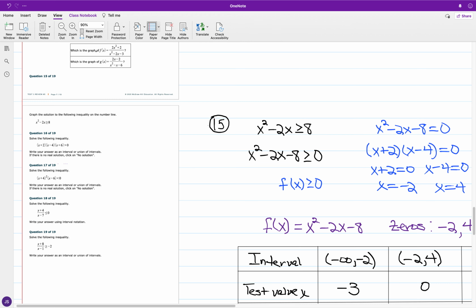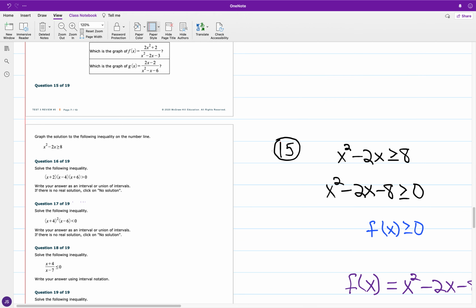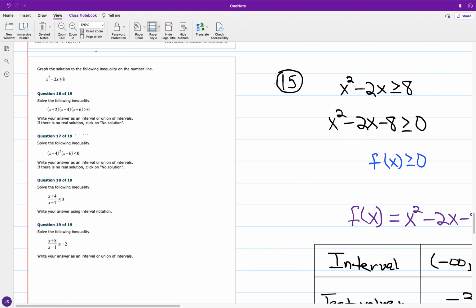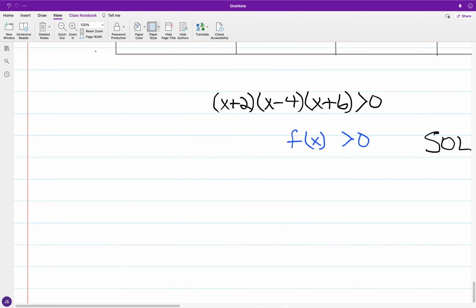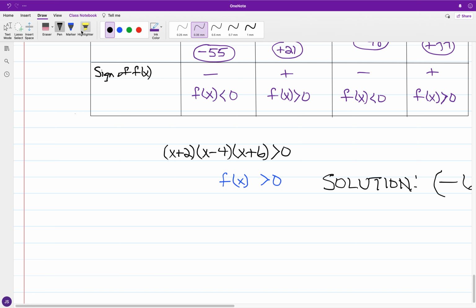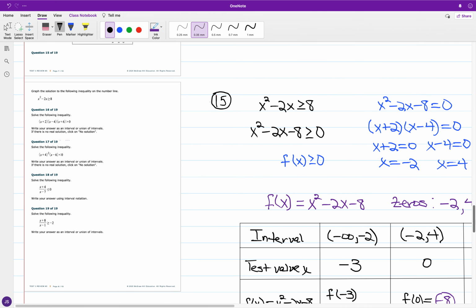All right, now taking the next item, number 17, we have the square of x plus 4 times the quantity of x minus 6 is less than 0. And just double checking here, so that was less than 0.